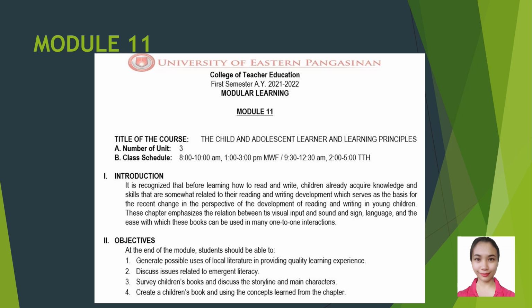So at the end of the module, class, students should be able to attain these following objectives: generate possible uses of local literature in providing quality learning experience, discuss issues related to emergent literacy, survey children's books and discuss the storyline and main characters, and create a children's book using the concepts learned from the chapter.